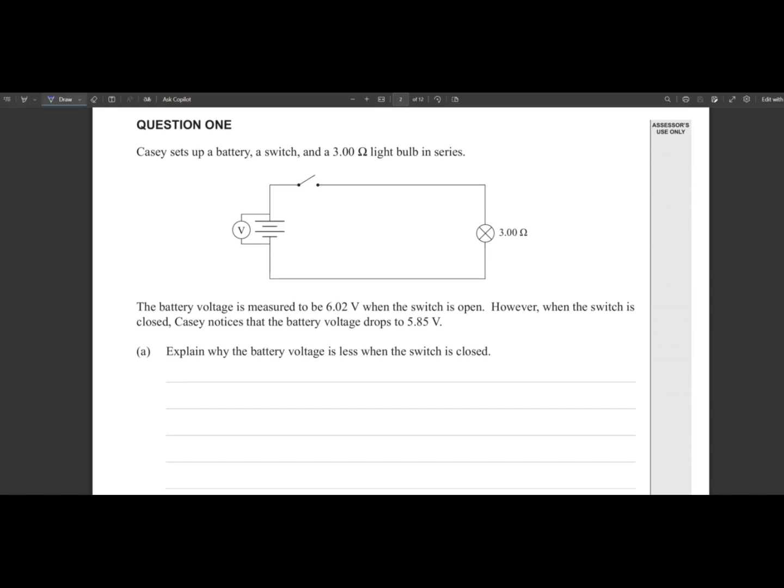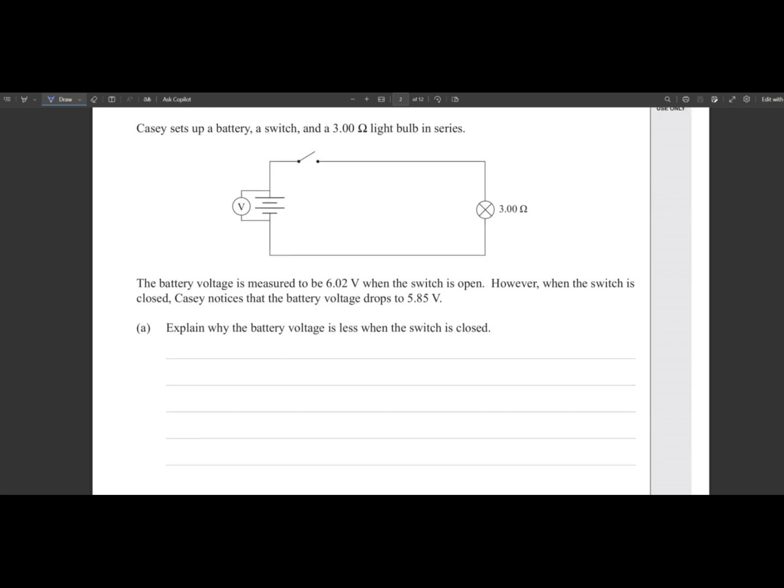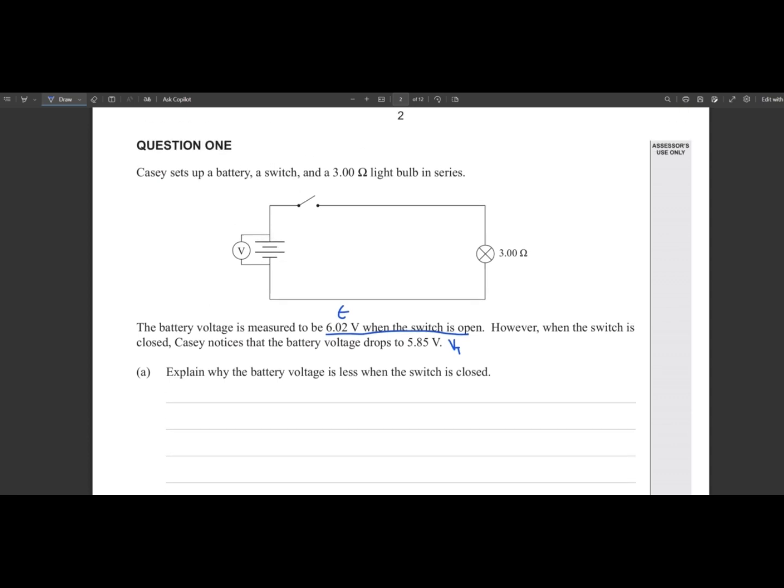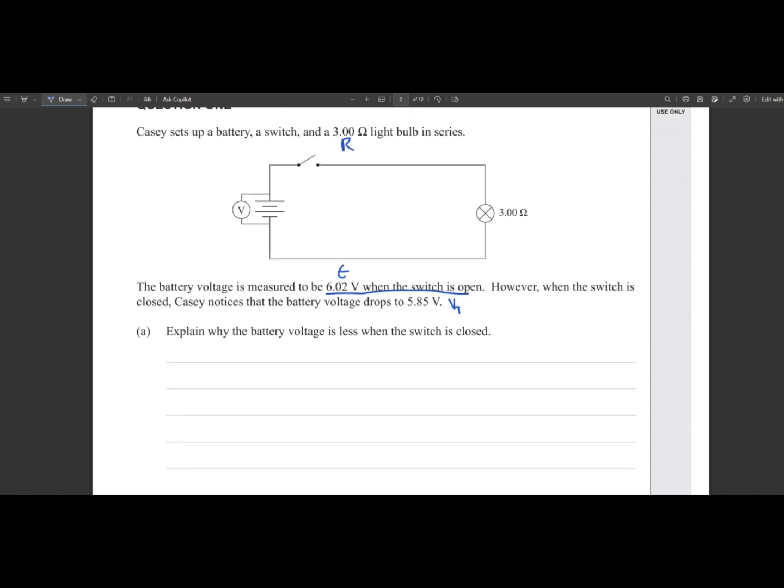Casey sets up a battery, a switch, and a 3 ohm light bulb in series. Explain why the battery voltage is less when the switch is closed than when the switch is open. So this is going to be our EMF, and that's going to be our terminal voltage, or the voltage available to the circuit. And that's just going to be our R. Explain why the battery voltage is less when the switch is closed.